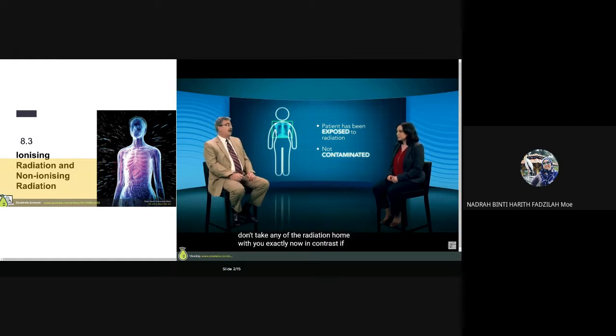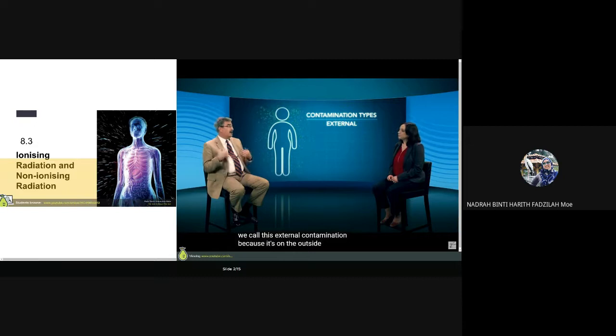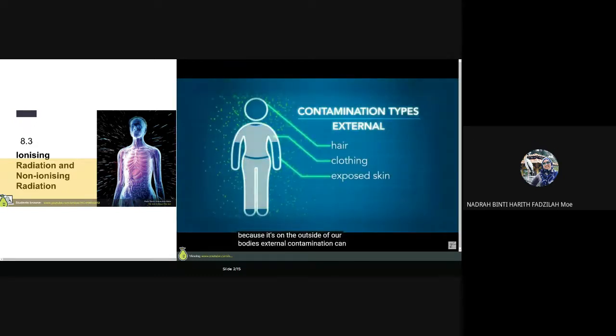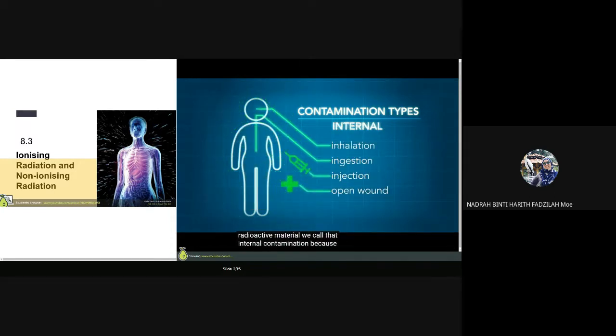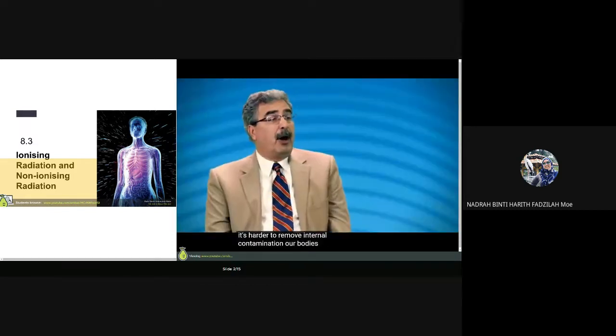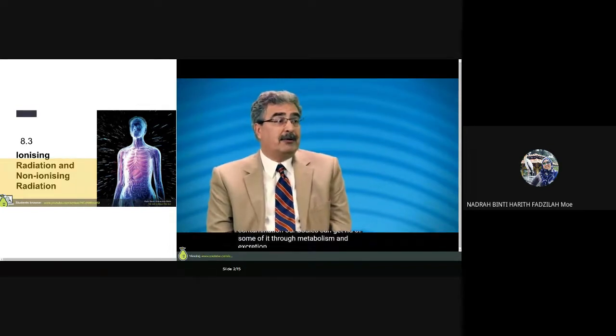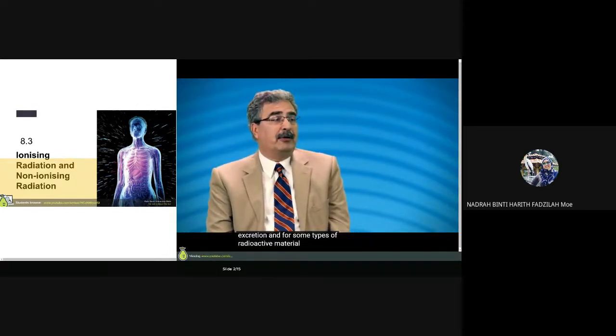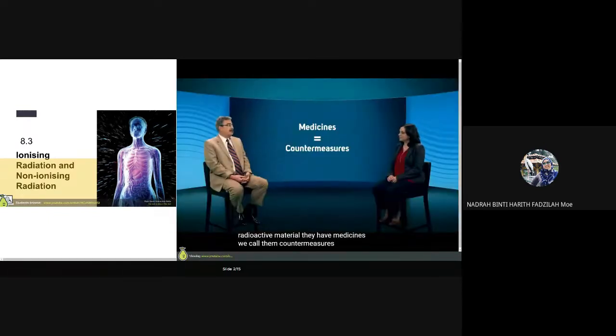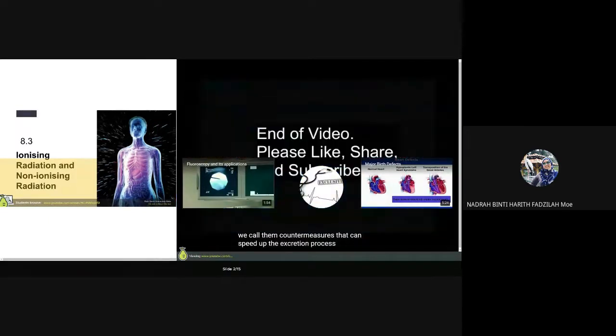Now, in contrast, if radioactive material gets on our clothing, skin, or hair, it contaminates us. We call this external contamination because it's on the outside of our bodies. External contamination can be removed simply by taking off contaminated clothing and washing with soap and water. If we inhale or ingest radioactive material, we call that internal contamination because it's now inside our bodies. It's harder to remove internal contamination. Our bodies can get rid of some of it through metabolism and excretion. And for some types of radioactive material, we have medicines. We call them countermeasures that can speed up the excretion process.